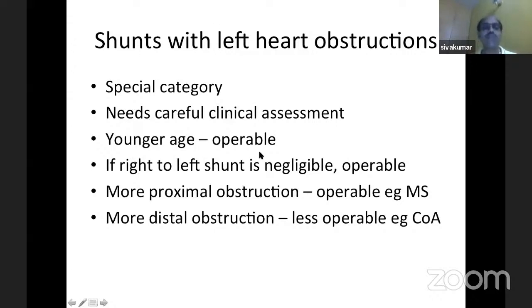Younger age, they are more operable. If the right to left shunt is negligible, they are operable. But if there is a profound cyanosis, like the saturation is 60%, 50%, they are very less likely to be operable. And in general, the more proximal the obstruction, the more operable they are, like for example mitral stenosis. The more distal the obstruction, the less operable they are, like coarctation of aorta.